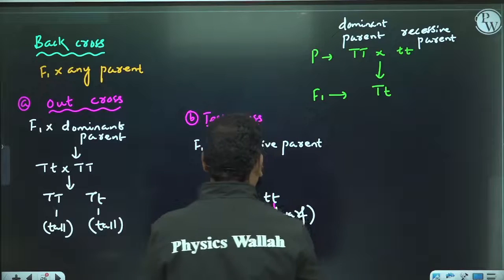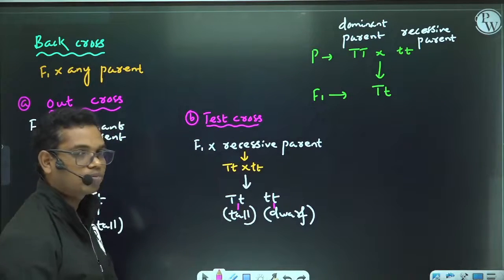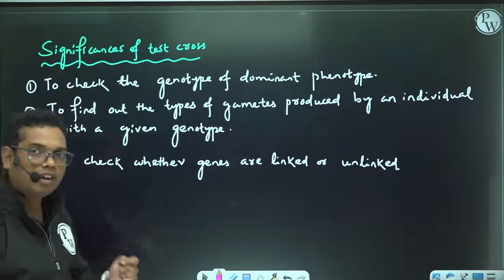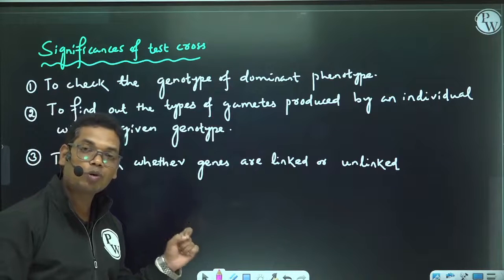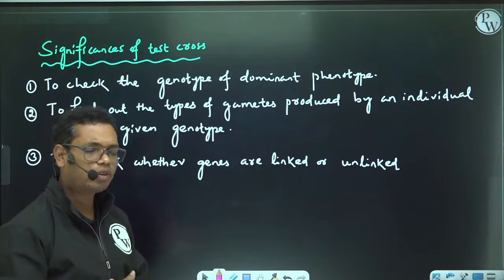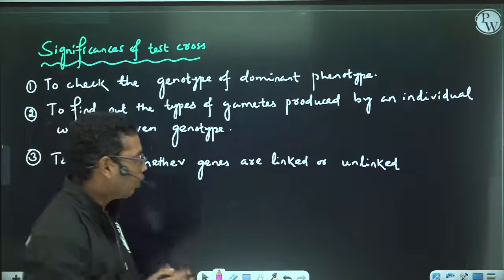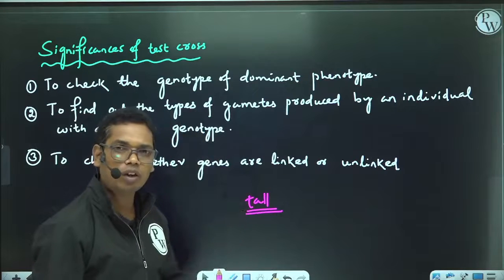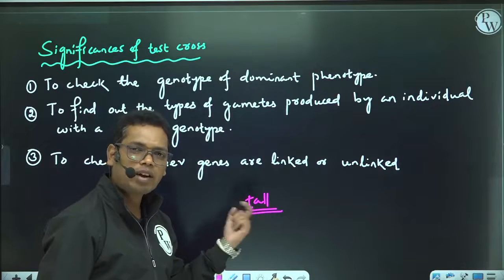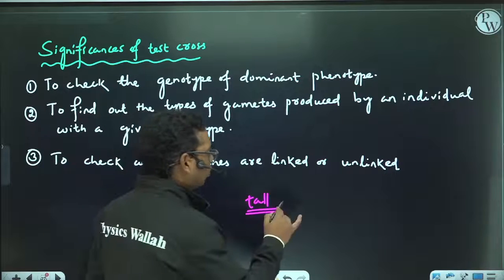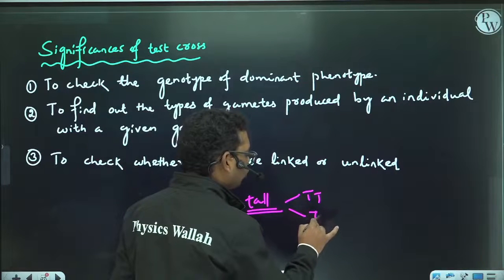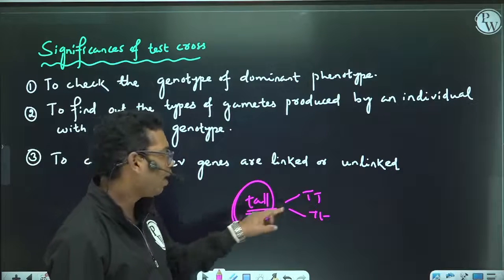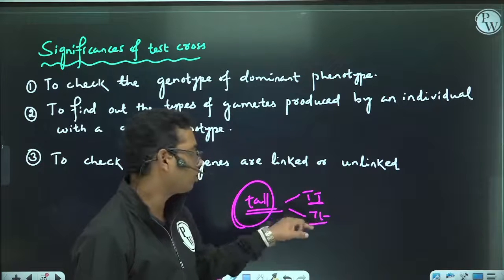So what is the significance of the test cross? The test cross is done to check whether the genotype of the dominant phenotype is homozygous or heterozygous. Okay, so for example, if I say tall plant, this is the plant with dominant phenotype. So by looking at the phenotype, can you say that the genotype will be capital D capital D or capital D small t? No, you cannot say that. The plant with this dominant phenotype may have this genotype or may have this genotype. This is homozygous, this is heterozygous.